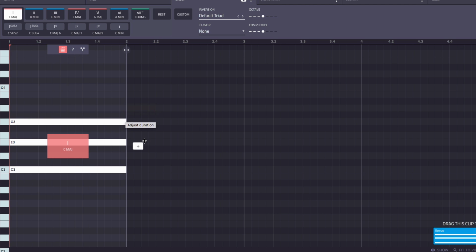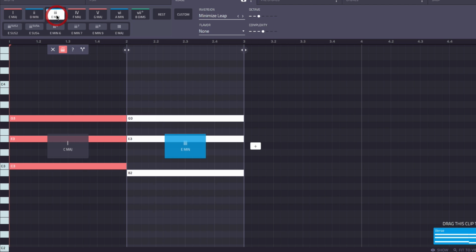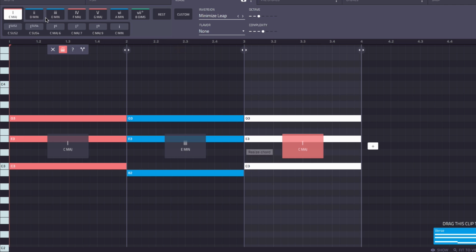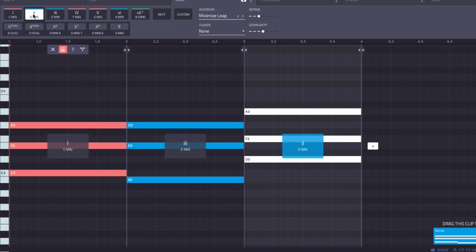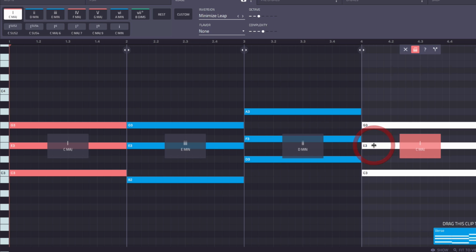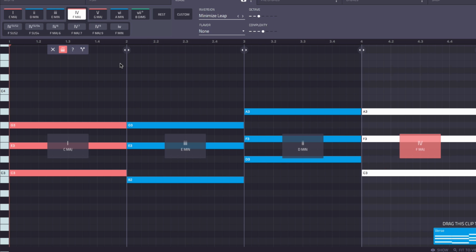So let's start with the third. So we're going to go from the 1 to the 3. And then for the next one, let's try going to the second. And then let's go ahead and end with the 4. Let's see what that sounds like. So we're going to go from 1, 3, 2, to 4. So it's cool. It's a cool progression.